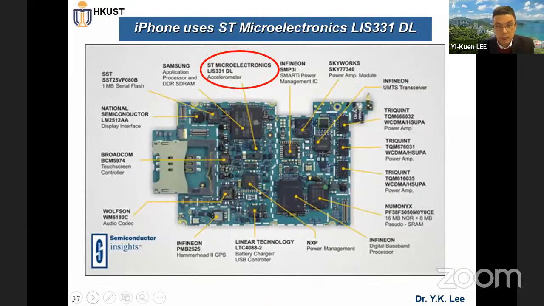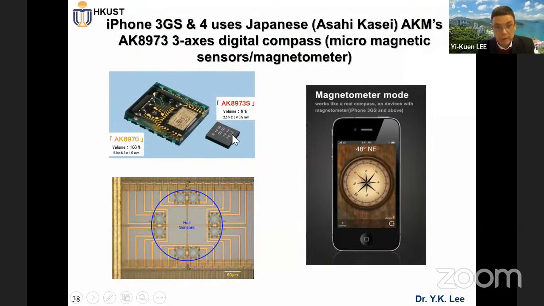And of course, I showed you a real picture of the iPhone using STMicroelectronics. You also have a micro magnetic sensor, a digital compass. The company in Japan, Asahi Kasei, is one of the number one companies making a low-cost magnetic sensor for every smartphone. It's basically a Hall effect sensor that measures the magnetic field of the Earth, so you have a digital compass, and you also have additional apps in your smartphone.